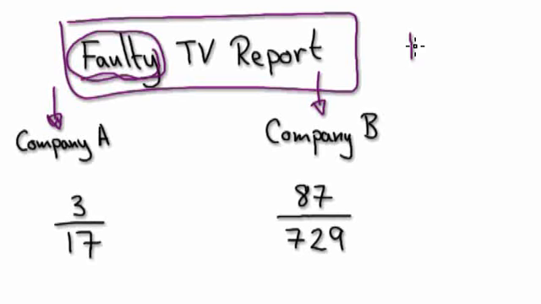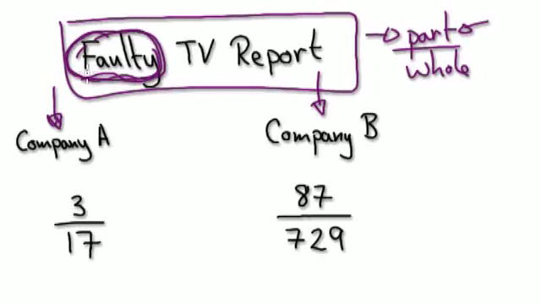So remember, it's always part divided by the whole. In the previous video, part here represents the number of correct questions. Here, in this case, this part represents faulty. Okay, so in our case here, it represents faulty.